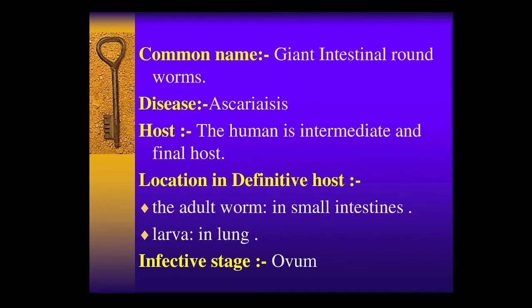Its common name is giant intestinal roundworm, which causes Ascariasis disease. Human is the intermediate as well as the final host. The adult worm is present in the small intestine, whereas the larva is in the lungs. Its infective stage is the ovum.